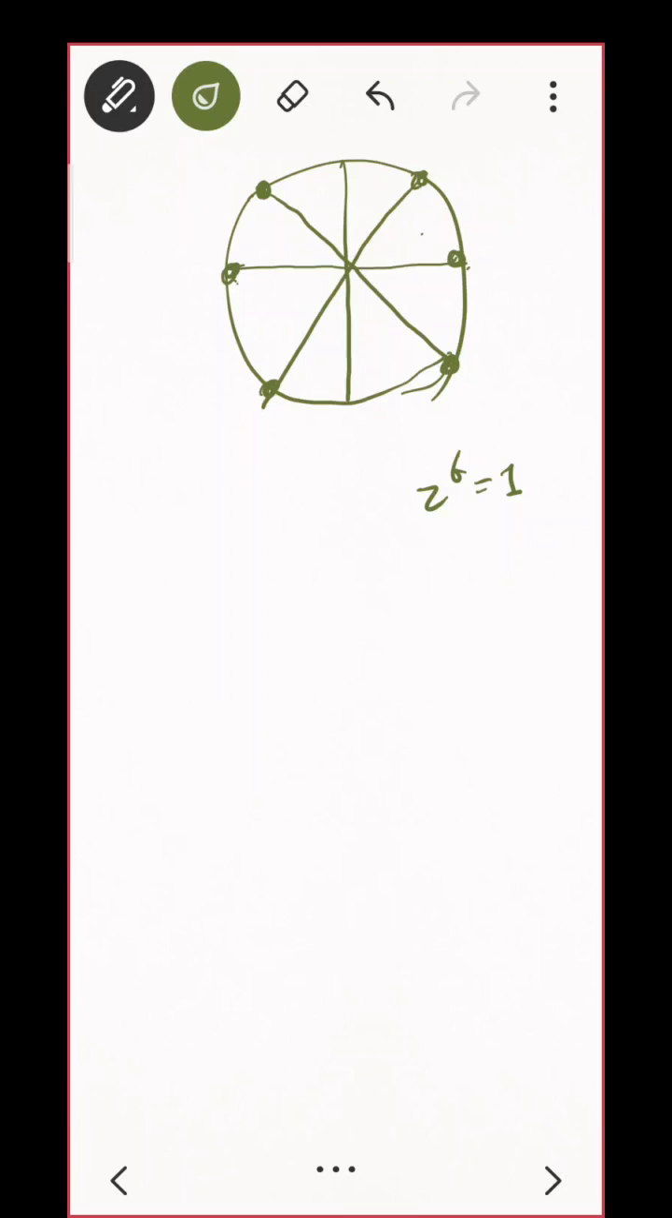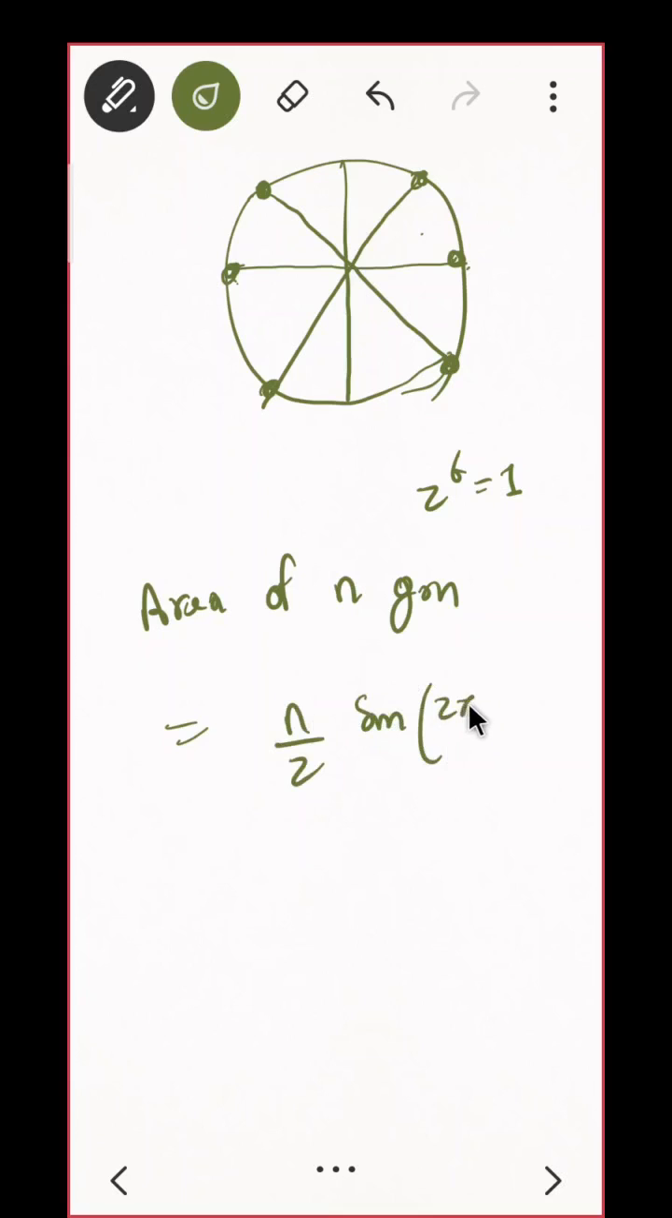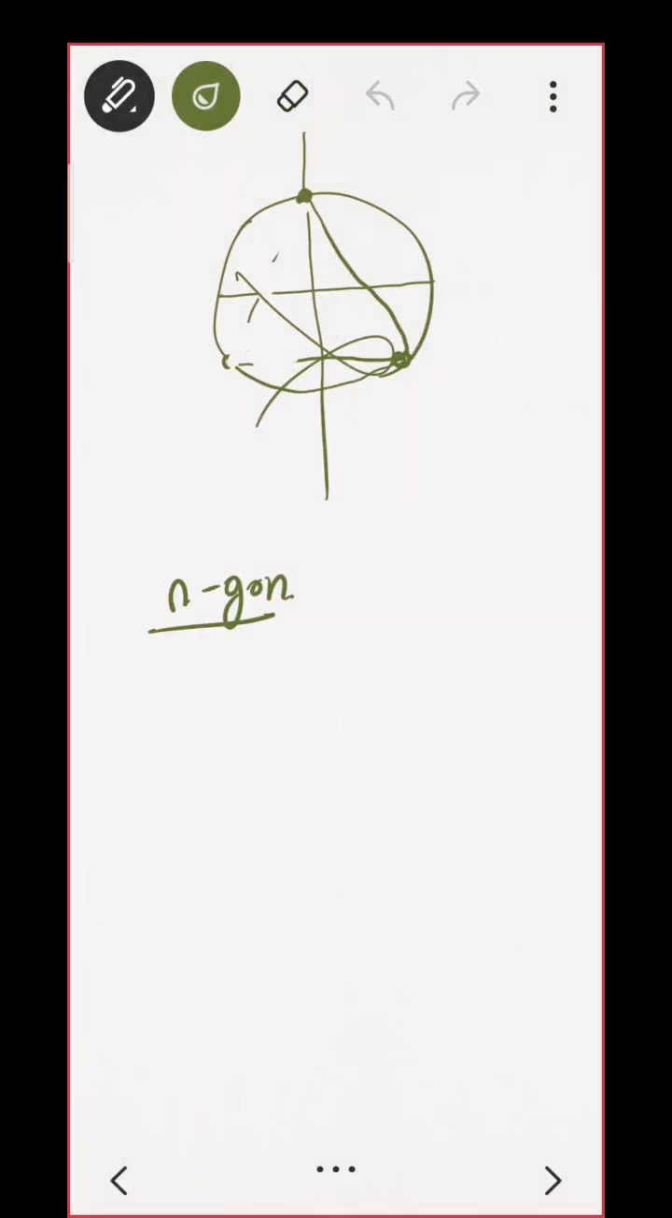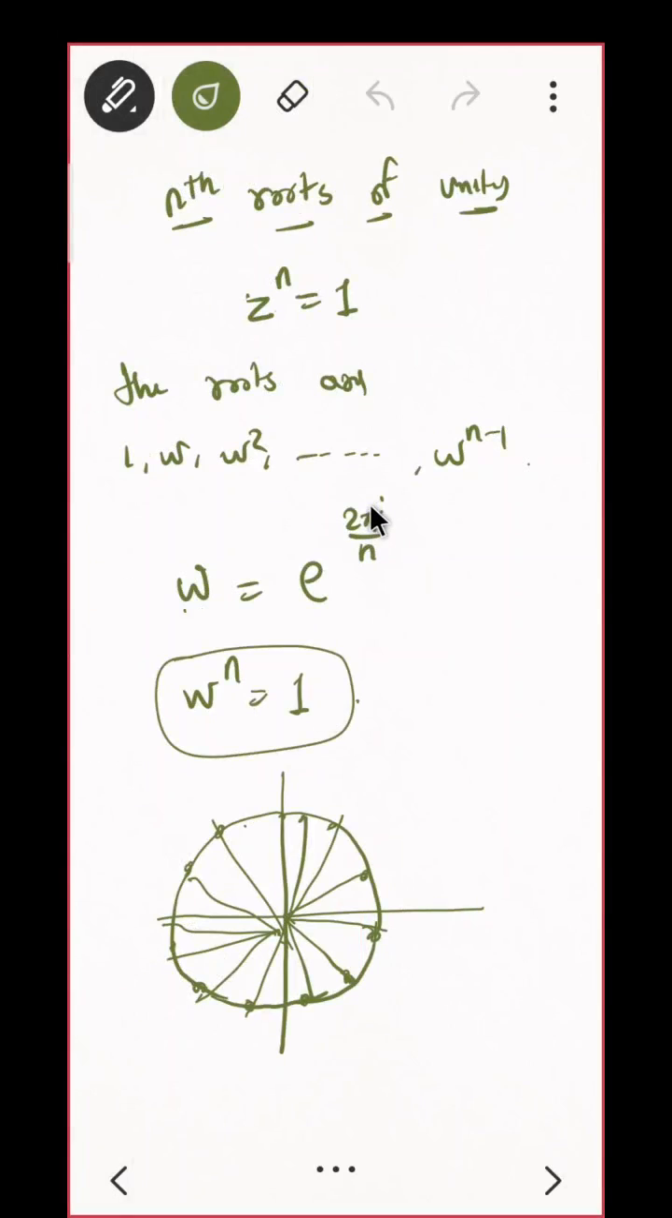So the main motto was to tell this, that you can also get the area of an n-gon, which will be in terms of this, and that is n by 2 sine 2 pi by n. And by looking at 2 pi by n you should understand a little, that this is in terms of this 2 pi by n.